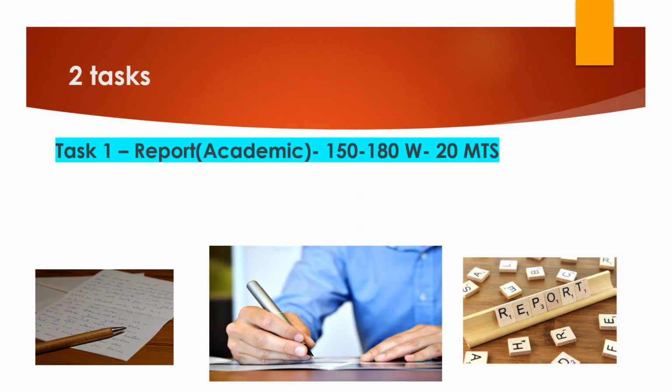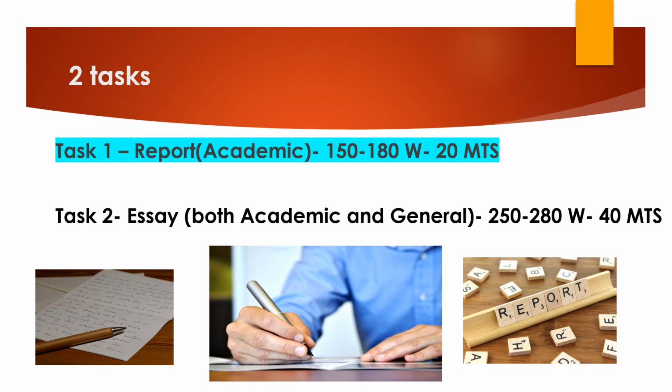Alright, let's take a look at the two tasks. The first is the report writing, which is academic. You have to write between 150 to 180 words within 20 minutes. And on the other hand is an essay writing, both academic and general. You have to write for 250 to 280 words in 40 minutes. So folks, in this video, I'm going to share with you the task 1 report writing for academic.